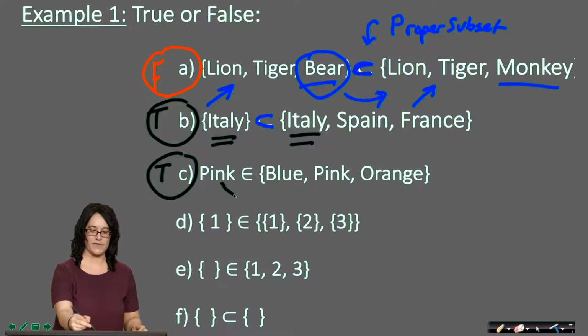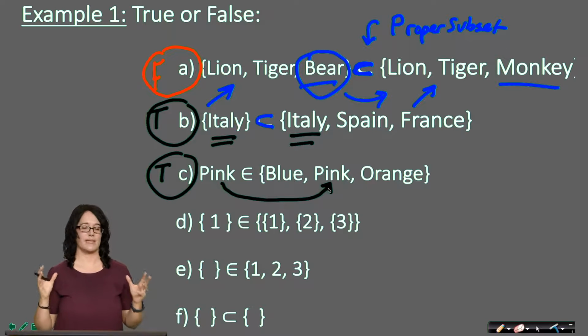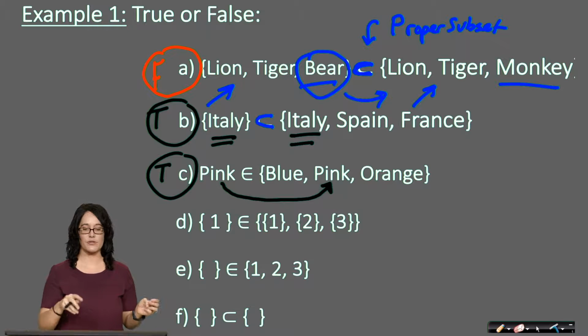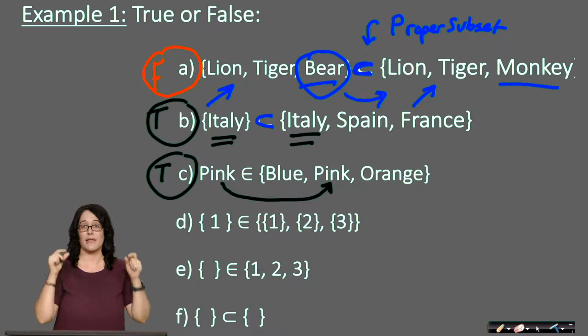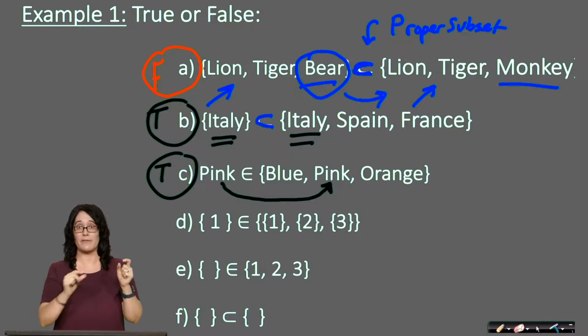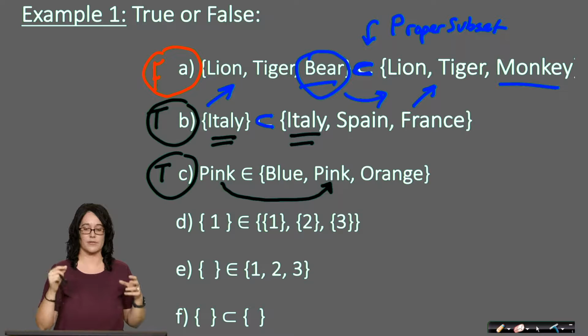Because notice how pink is found inside here. Now you might be wondering, wait a second, that sounds very, very similar to the last one, okay? Well, not necessarily the same reasoning. So take a look again. Subset means every element of the set on the left has to be contained in the set on the right. Element means this particular element needs to be found inside of the set, okay? So it's a little bit different.